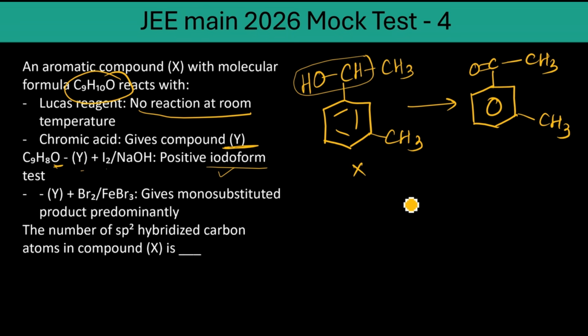And Y gives a monosubstituted product predominantly. So where it is occupied, it can give only one substituted product. So how many sp2 hybridized carbon atoms are present over there? Let's count the sp3 hybridized atoms and let me know your answer in the comments.